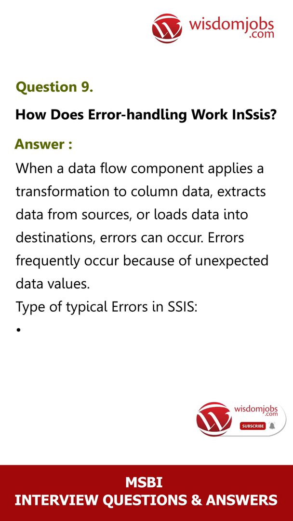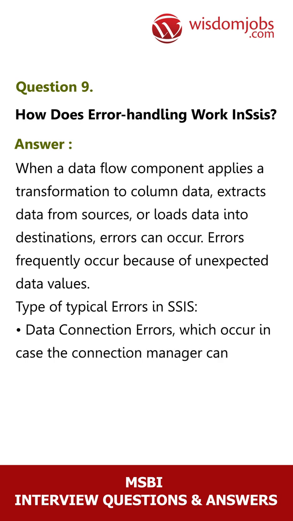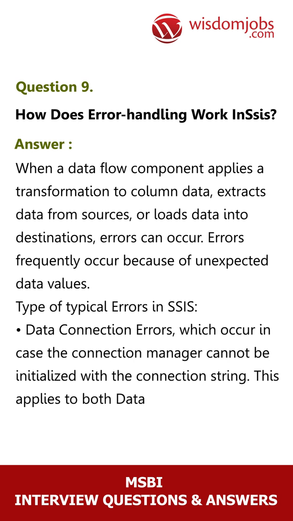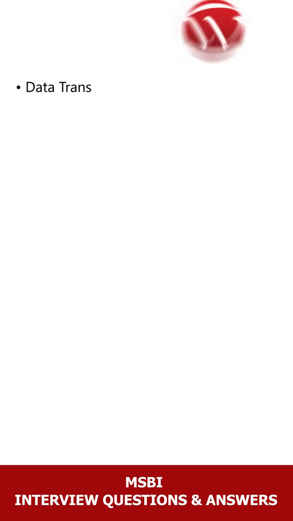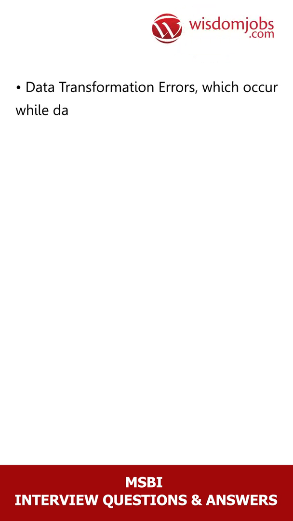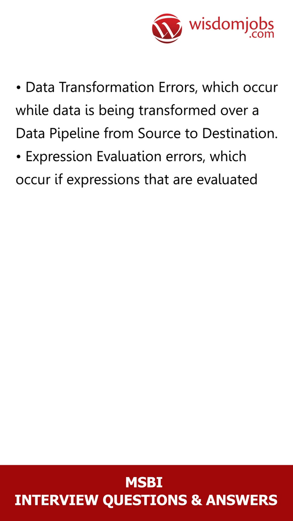Types of typical errors in SSIS: data connection errors, which occur in case the connection manager cannot be initialized with the connection string. This applies to both data sources and data destinations along with control flows that use the connection strings. Data transformation errors, which occur while data is being transformed over a data pipeline from source to destination. Expression evaluation errors, which occur if expressions that are evaluated at runtime perform invalidly.